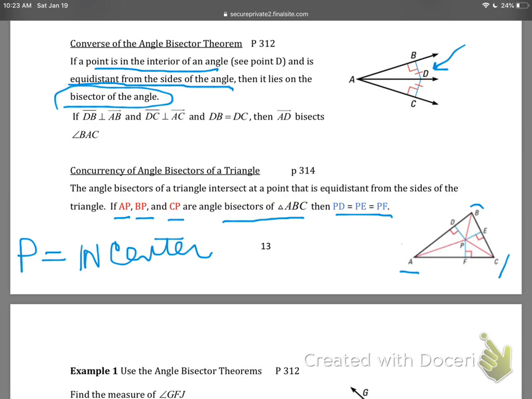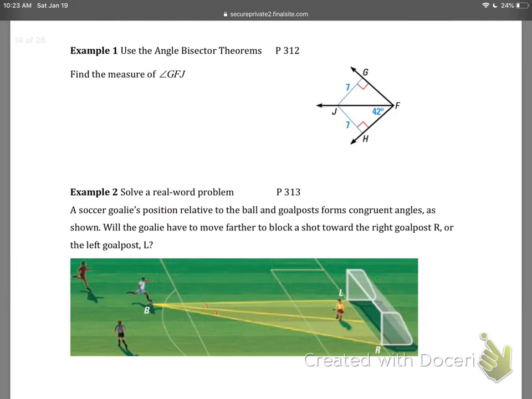All right, that's the theory behind this section. Now let's talk about the examples on the next page. Looking at example 1, it says we're going to use the angle bisector theorems to find the measure of angle GFJ. So that is this angle right here. So let's see what's going on.